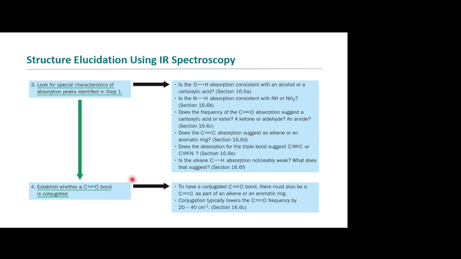You're going to establish whether a carbonyl bond is conjugated by looking at how far along the position is from where it normally would show up. If it's considerably shifted down from where you would have normally expected that type of carbonyl bond, then you know you probably have conjugation, don't you? And that gives you evidence for conjugation.